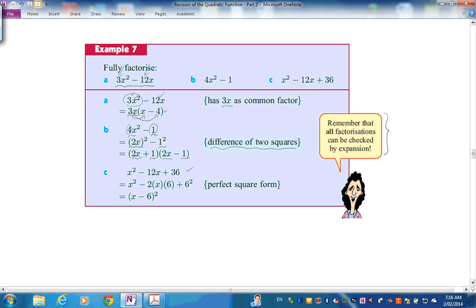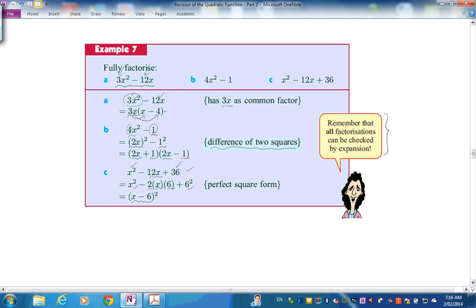This is a monic trinomial, if you want the technical term. But can you see it's special? That's a square, and that's a square. And just check, is that twice the product? Yes, well this is the square of x and the square of 6, and this is 2 times x by 6. Okay, and so here it is actually a perfect square form, and it's x take 6 all squared.